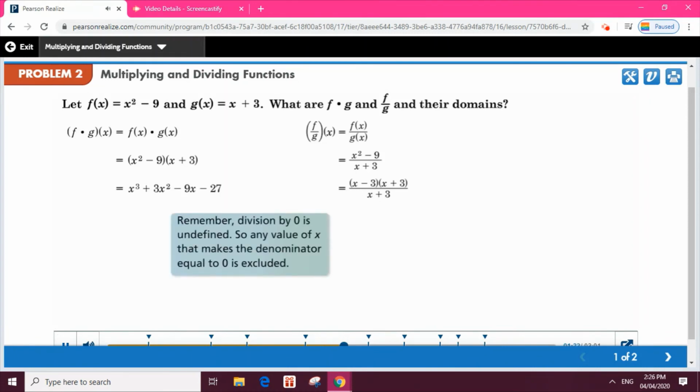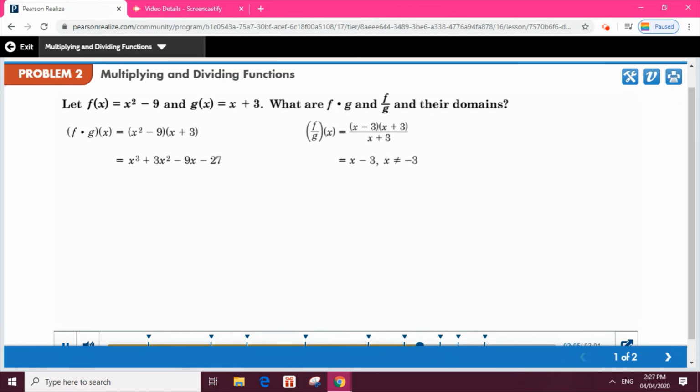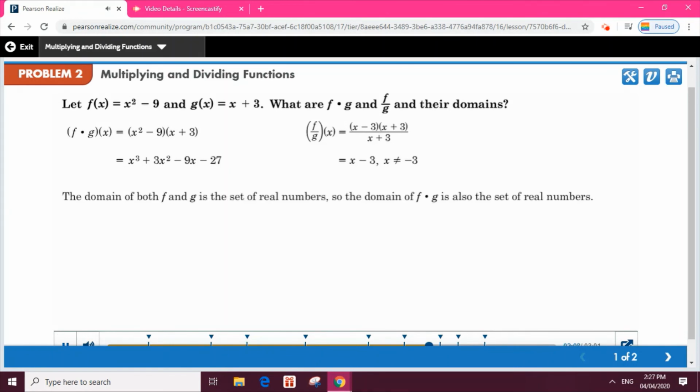Remember, division by 0 is undefined, so any value of x that makes the denominator equal to 0 is excluded. The function is undefined where x plus 3 equals 0, or x equals negative 3. Remove the common factor x plus 3. So the function f divided by g is x minus 3 where x does not equal negative 3. The domain of both f and g is the set of real numbers, so the domain of f times g is also the set of real numbers.